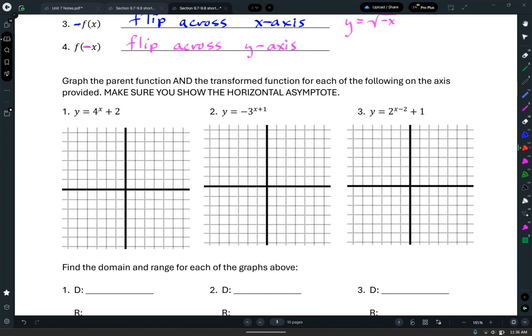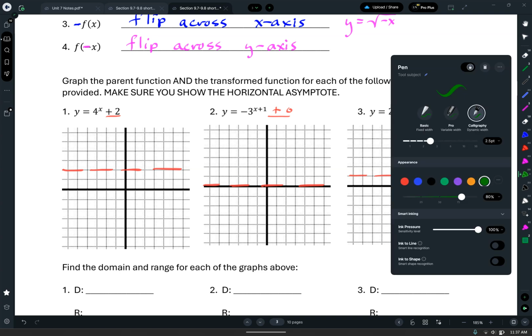I'm going to start by just putting on the horizontal asymptote. So remember we said the horizontal asymptote is just whatever this number is out at the end. So in this case, I know there's a horizontal asymptote at y equals 2. On number 2, what is the number out here at the end? Well, if there's not a number out there at the end, it's kind of like having a plus 0. So that means the horizontal asymptote is right here at 0, or on the x-axis. And on number 3, I know the horizontal asymptote is going to be at 1. That just kind of helps me with my graph.